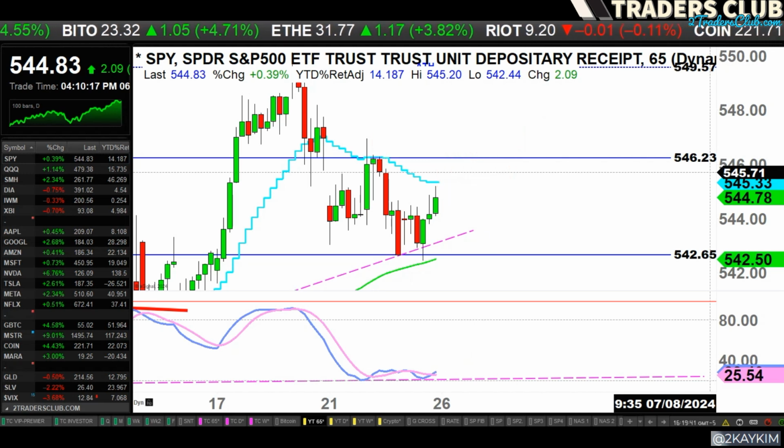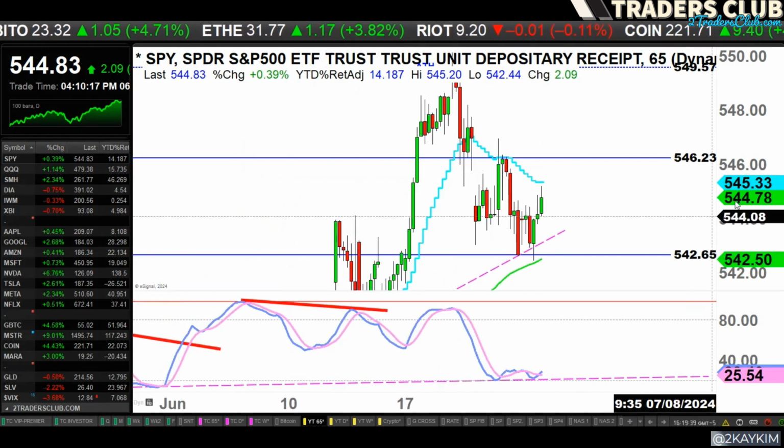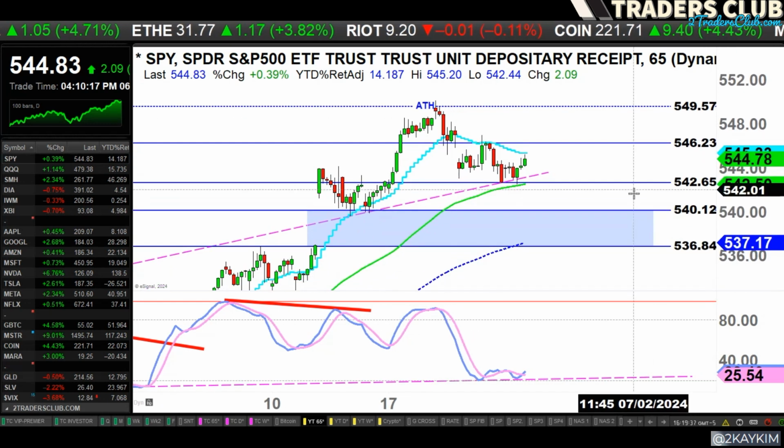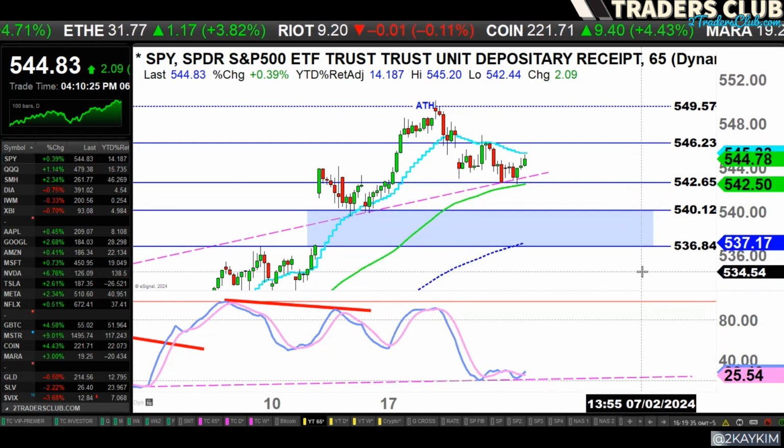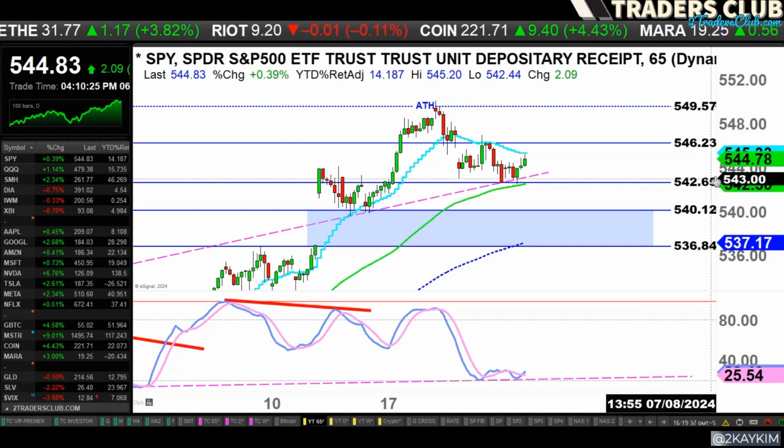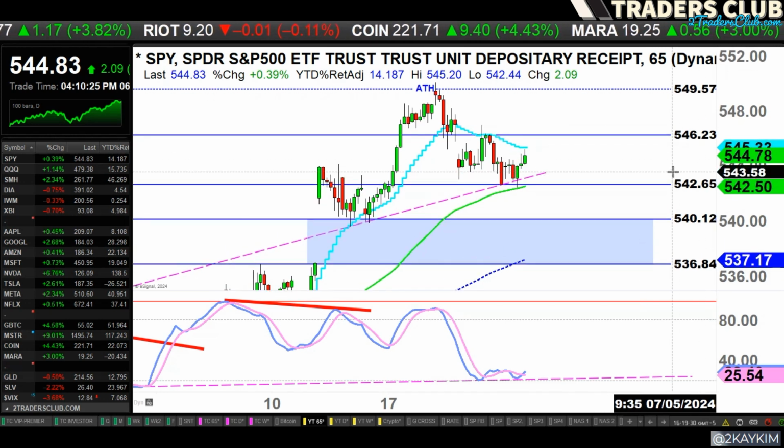And then at that point, the reversal has been completed and bulls are eyeing the all-time high level at 550 or so. Perfect. Just keep in mind where the market is.